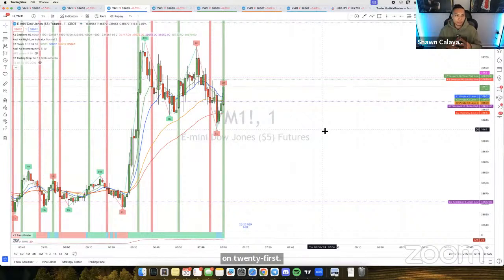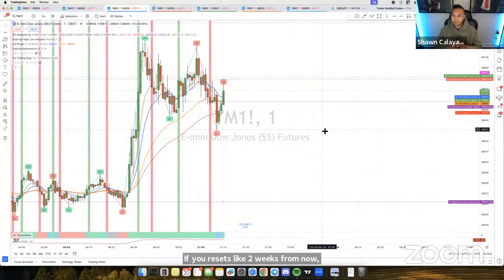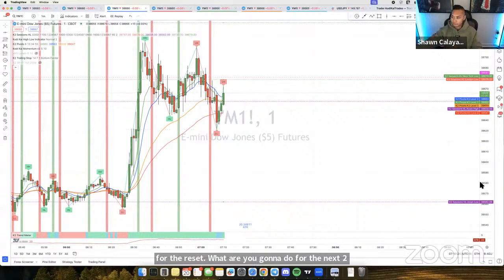Don't double pay for your reset if your reset is tomorrow. If your reset's like 2 weeks from now, then pay for the reset, because what are you going to do for the next 2 weeks? Unless you buy another account. So just keep that in mind, guys.